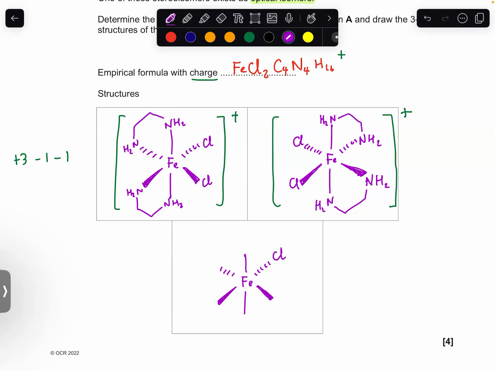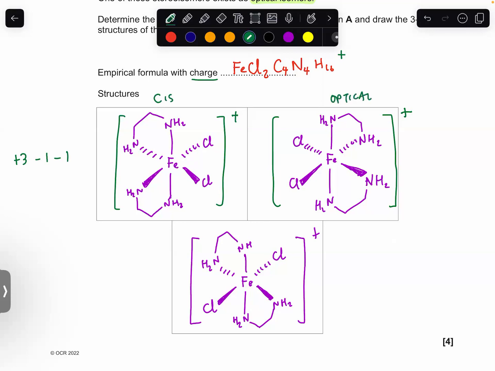So let's keep one chloride there and put the other chloride opposite. And you just put in your bidentate ligands like so, and put in our charge. And ladies and gentlemen, you have your... I'll label this as well. This is your cis. This is your optical isomer of the cis. And then here you've got your trans isomer.